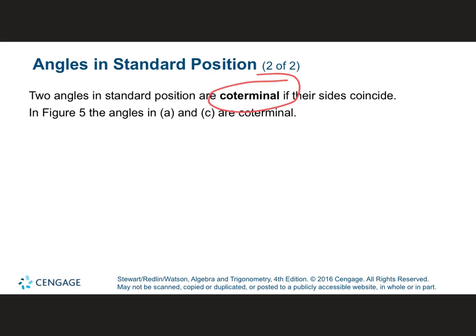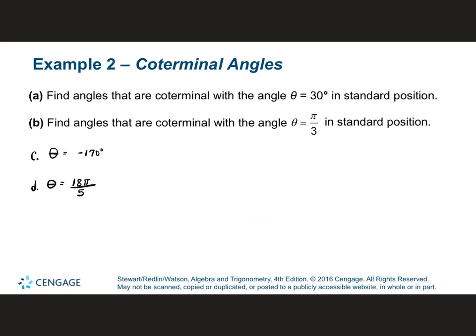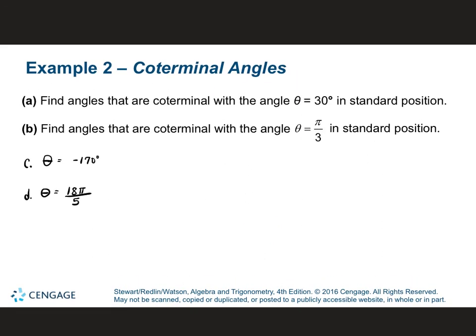What I need you guys to remember from coterminal is this. Plus or minus 360 if we're talking about degrees. And plus or minus what if we're talking about radians? 2 pi. One whole circle is 2 pi. If you guys can remember those two things, you'll be fine with coterminal. If you're asked to find angles that are coterminal, right? They share the same side.